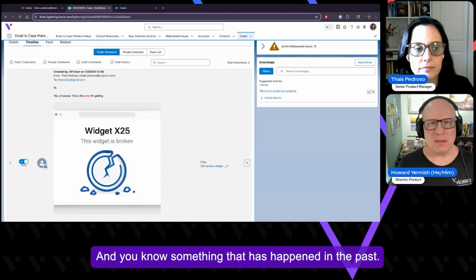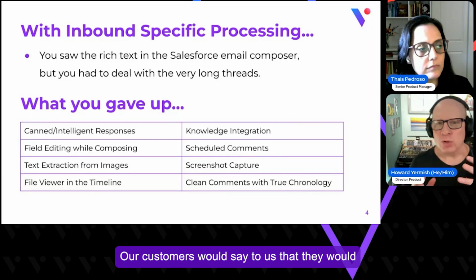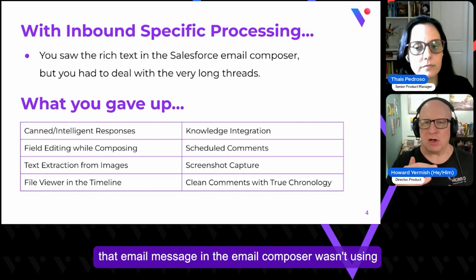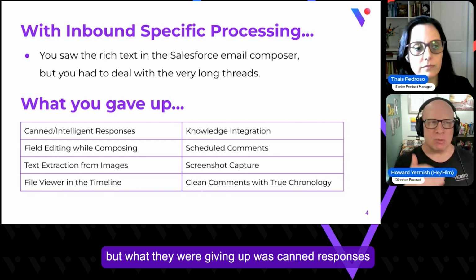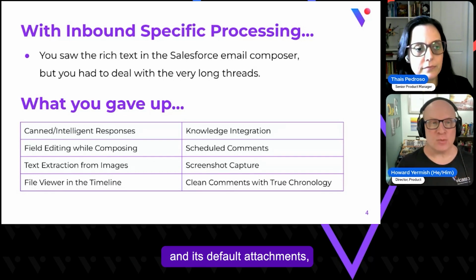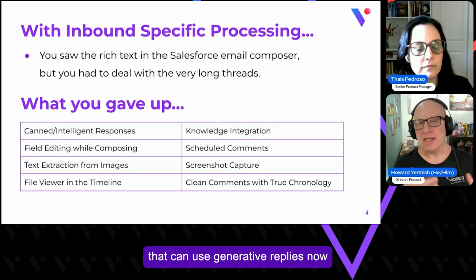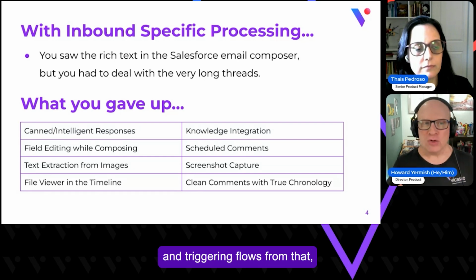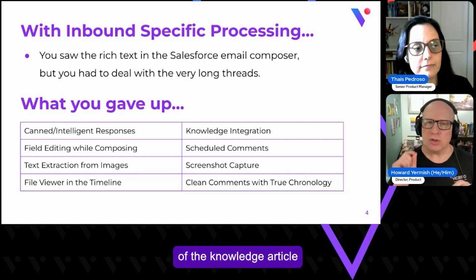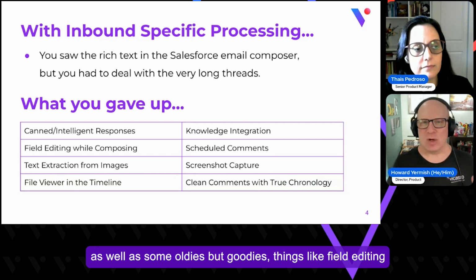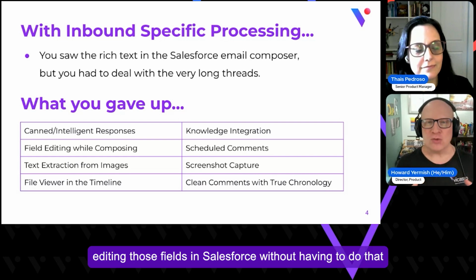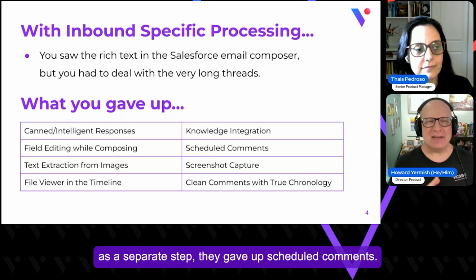And, you know, something that has happened in the past, our customers would say to us that they would prefer the standard email composer because they could see that email message in the email composer. It wasn't using case comments, but what they were giving up was canned responses with all the rich text and inline images and default attachments, as well as the intelligent responses that can use generative replies now and triggering flows from that. They gave up the integration with knowledge that we provide, where you take the different bits of the knowledge article and you can just paste them in where you need to, as well as some oldies but goodies, things like field editing while you're composing the message, editing those fields in Salesforce without having to do that as a separate step. They gave up scheduled comments.